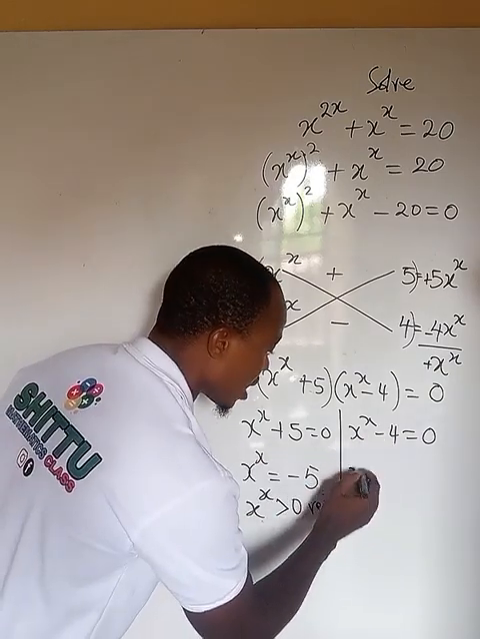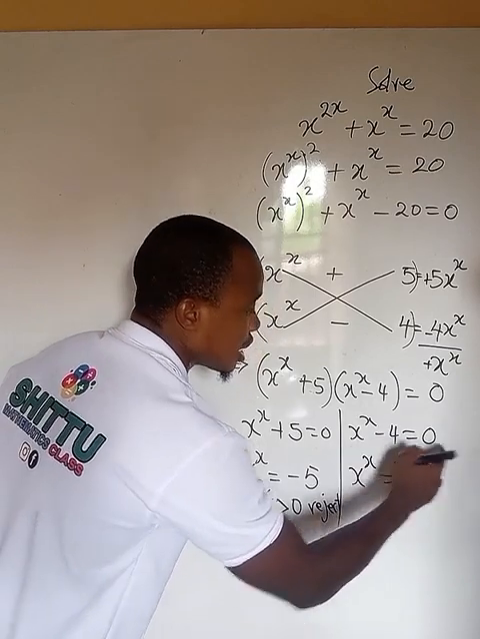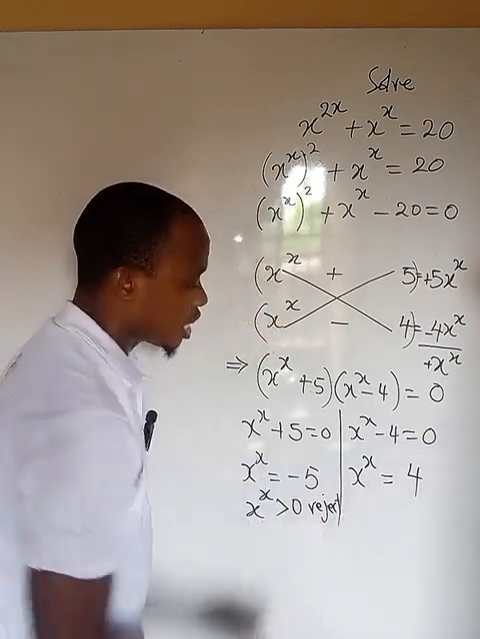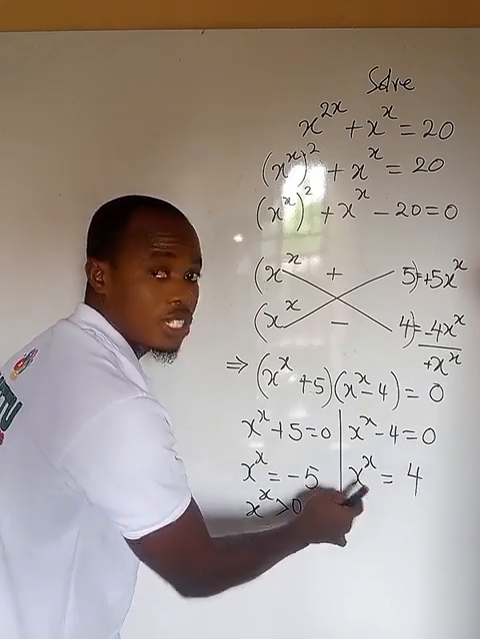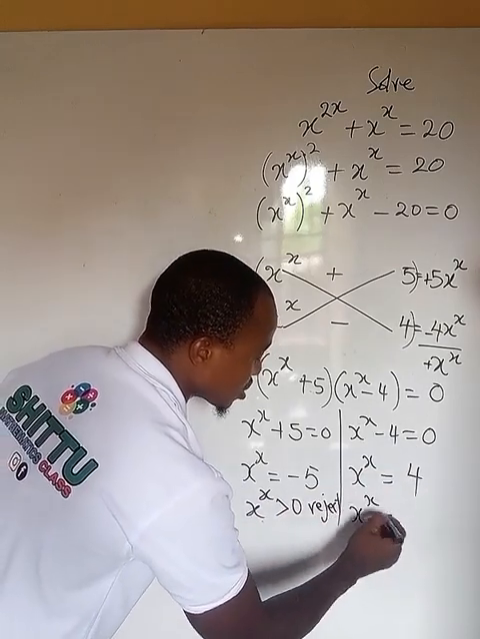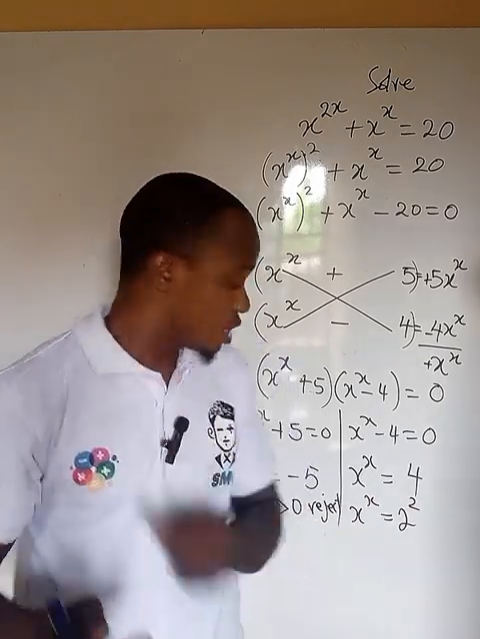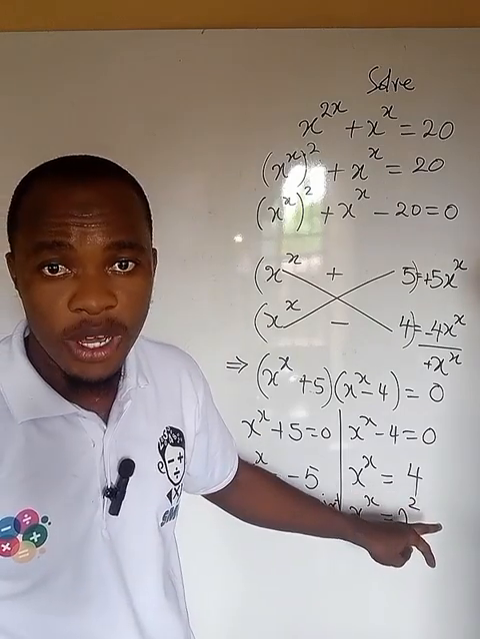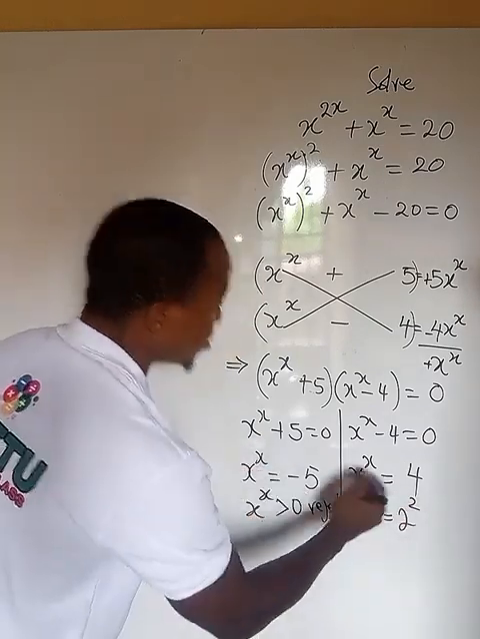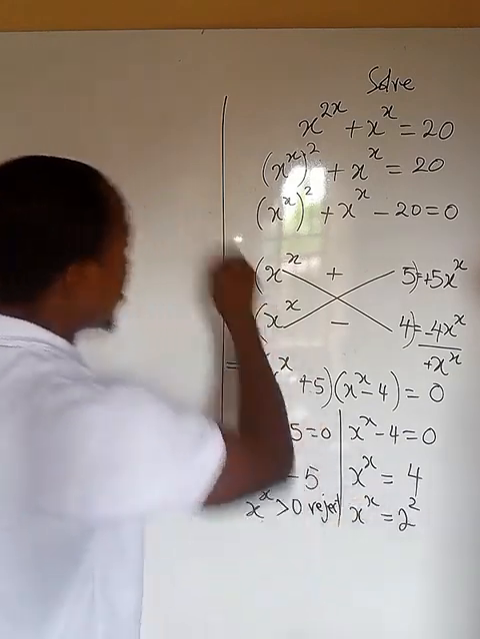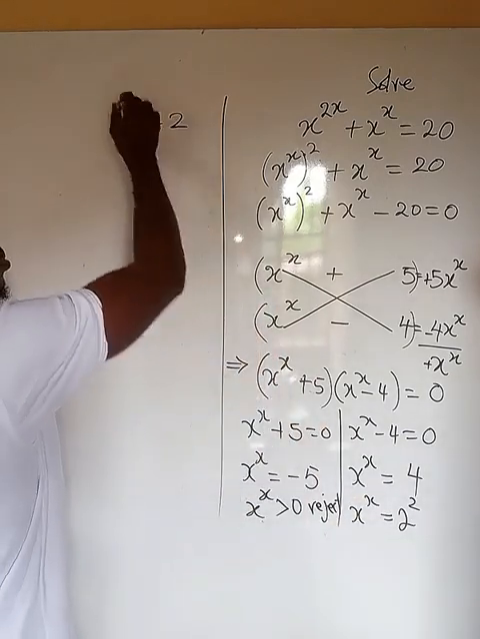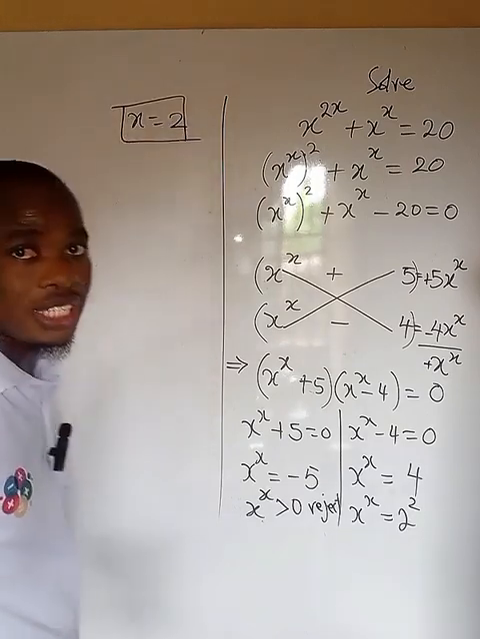So now we go with x^x - 4. We're going to have x^x equals, sending this to this side, 4. Now write this 4 in the form of this, and that's going to be x^x = 2^2, because 2 to the power of 2 will give us 4. Understood? So you can see by comparison, we can now conclude that x is equal to 2. Do you understand now? So that is that.